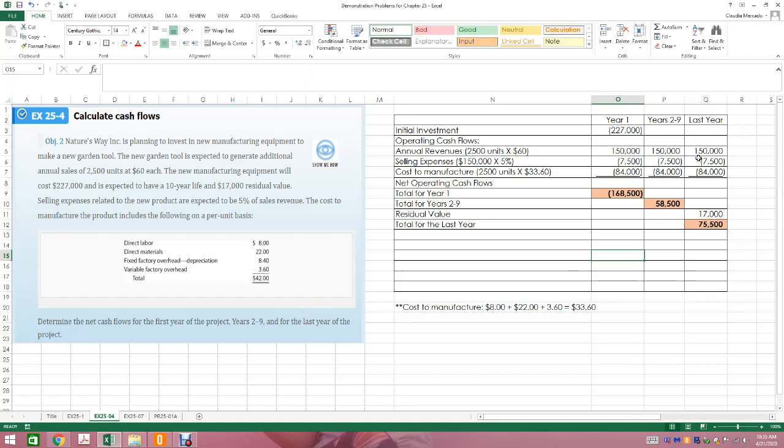Remember, for the last year of the project, always add your residual value if any is provided. Remember also for your cost to manufacture, always exclude depreciation. Depreciation does not affect cash, so we're only wanting to look at transactions that actually involve or affect cash. So that is exercise 25.4.